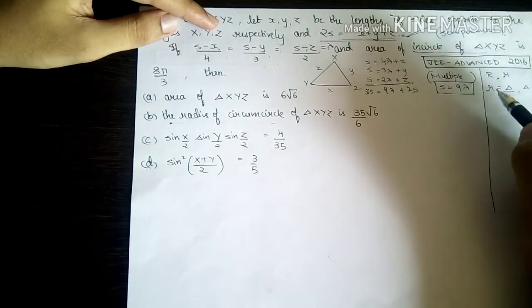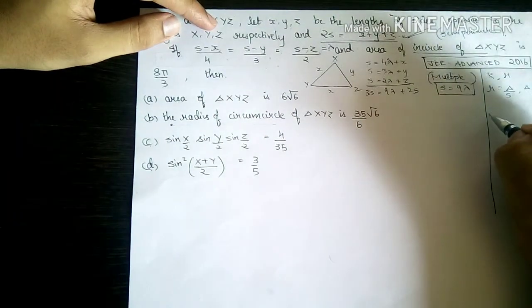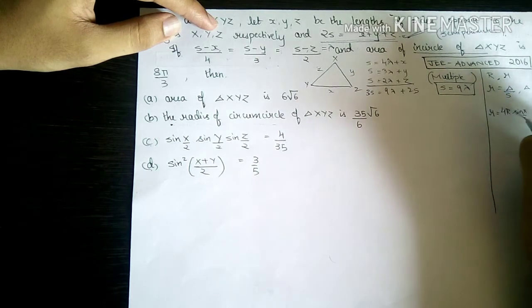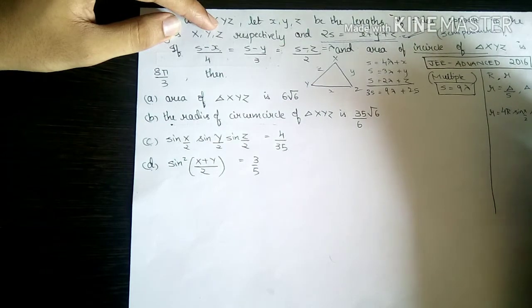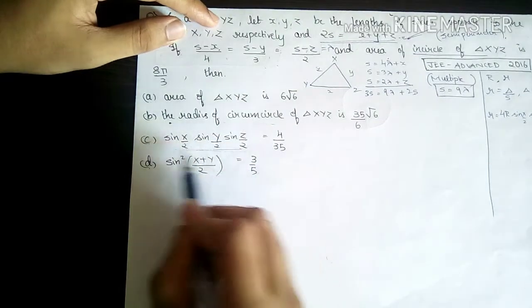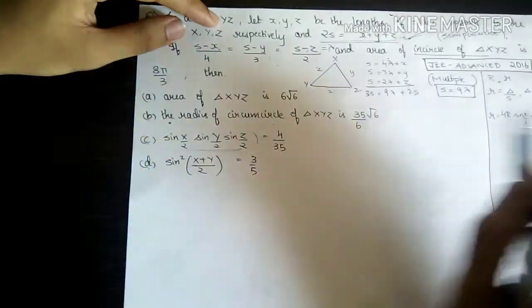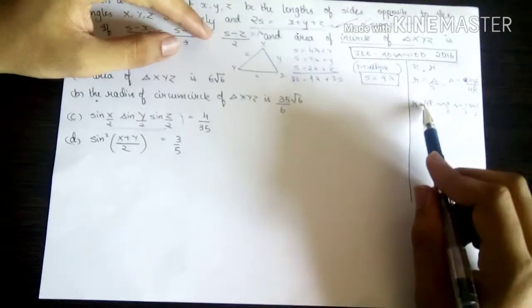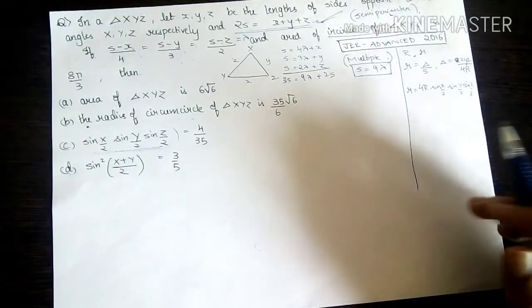The relation between small r and capital R is r equal to 4R times sin(x/2) sin(y/2) sin(z/2). This is another formula which is required, because looking at the options, they are asking about this term, so this formula will be very useful for us. So let's continue with our work.